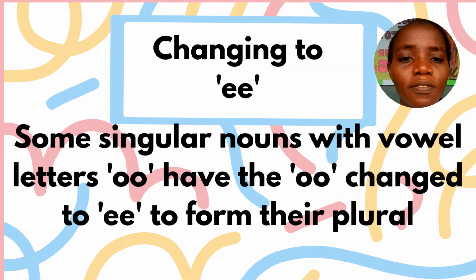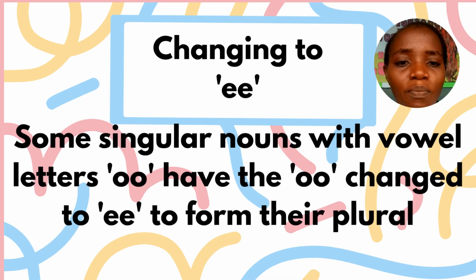Finally, we want to look at formation of plural nouns by changing vowel letters oo to ee. There are some singular nouns that have the vowel oo occurring together, and to form the plural of such nouns, we simply change the oo to ee. And we are going to be looking at some examples of such words.